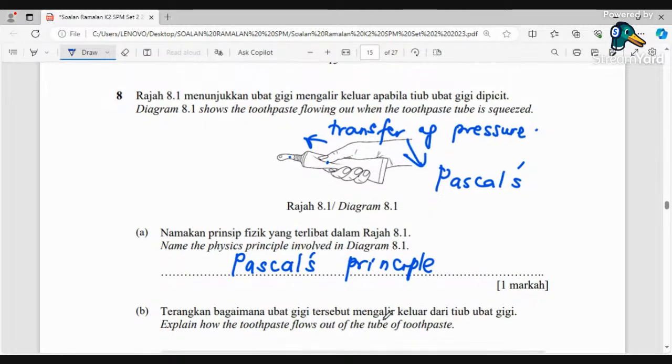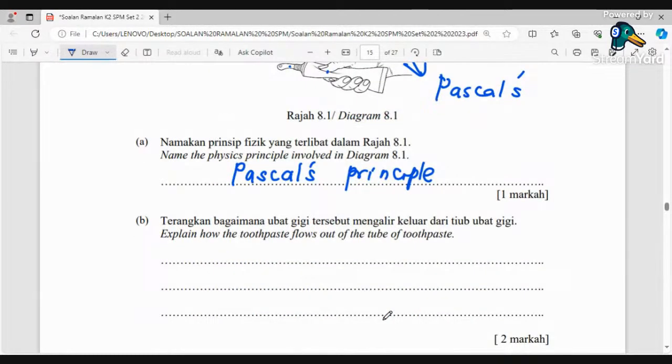Okay, 1 mark. Explain how toothpaste flows out of the tube of toothpaste. Okay, when you press the tube, meaning you are applying force.